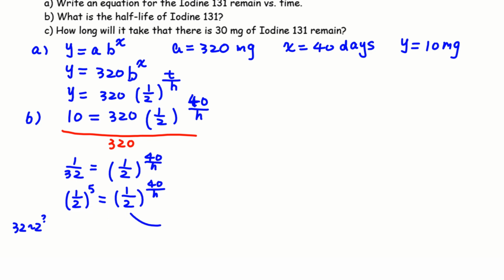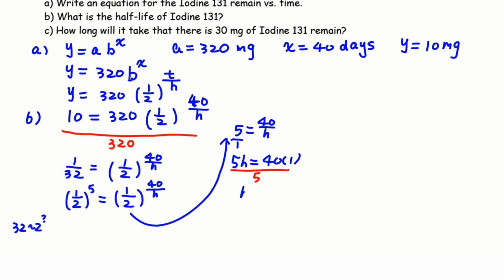Then after that, we have the same base. We could let the exponents be equal, because the exponential function is 1 to 1. If you have the same base and the same power, then you will have the same exponent. So when we solve for this one, we could do the cross multiply. 5 times H equals 40 times 1. Then bring the 5 to the other side. You have H equals 8. So we know the half-life is 8 days.